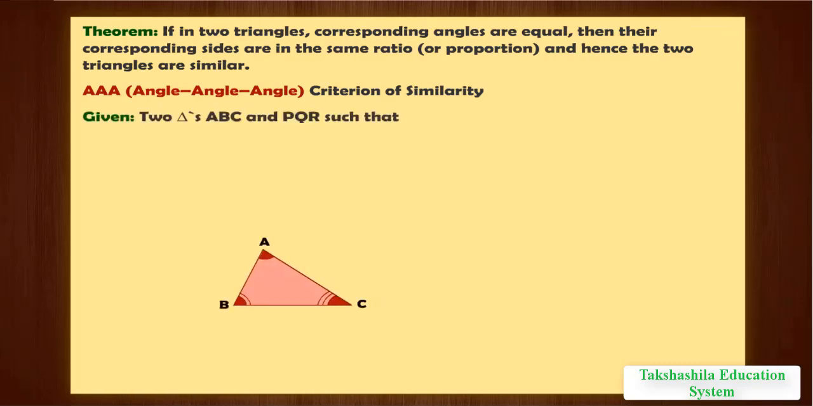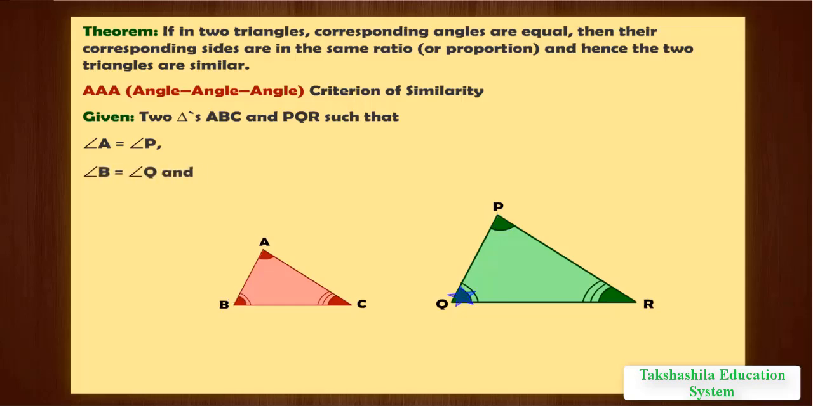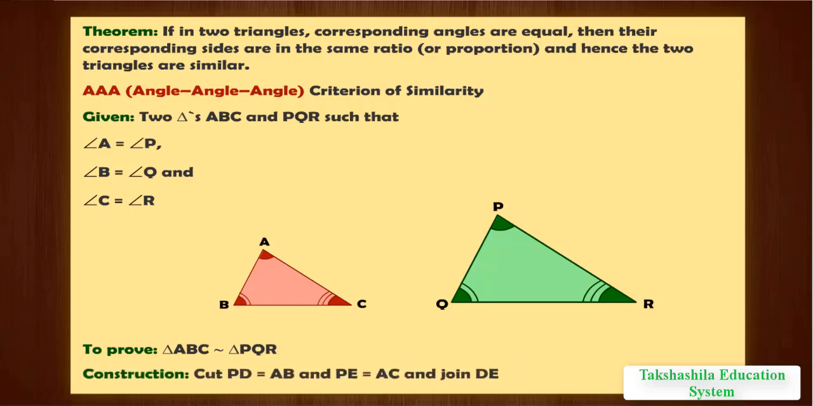We are given two triangles ABC and PQR such that angle A is equal to angle P, angle B is equal to angle Q, and angle C is equal to angle R. We need to prove that triangle ABC is similar to triangle PQR. For the proof, let us perform a construction. Cut PD equal to AB and PE equal to AC, and join DE.